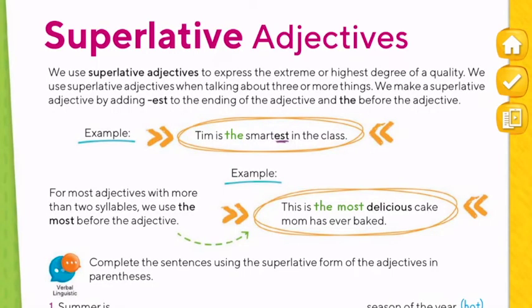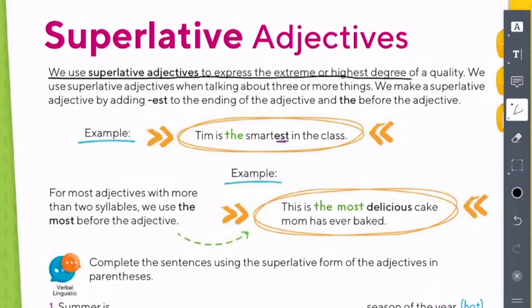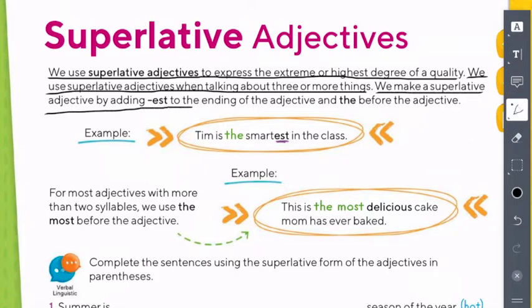Superlative adjectives. Let's read together. We use superlative adjectives to express the extreme or highest degree of a quality. We use superlative adjectives when talking about 3 or more things. We make a superlative adjective by adding est to the ending of the adjective and the before the adjective. Let's read. Example number 1. Tim is the smartest in the class.